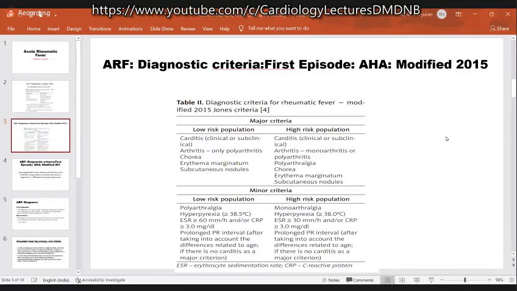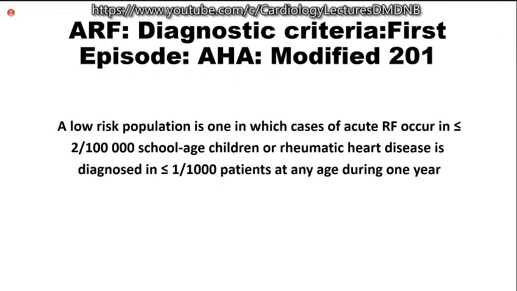They divided the population into a low risk population and a high risk population. And what is a low risk population? Low risk population is less than 2 per 1 lakh school going children. A low risk population is one in which cases of acute rheumatic fever occur in less than 2 per 100,000 school age children, or rheumatic heart disease is diagnosed in less than 1 per 1,000 patients at any age during 1 year in the population.